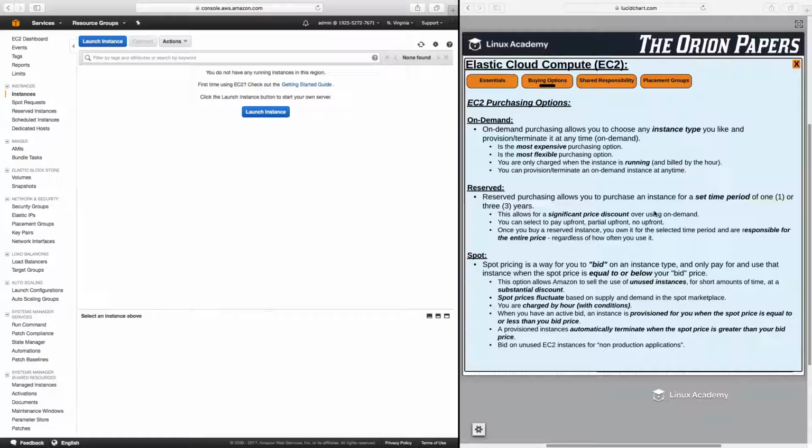Now, why would you use a reserved instance over an on-demand instance knowing that you're going to be locked into the price?